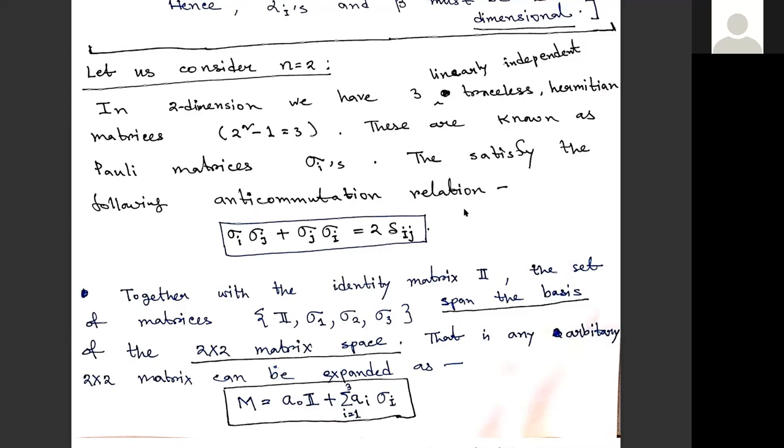Okay, sir. So we need 3 traceless Hermitian matrices for the alphas, but they should also anti-commute. So one best way to do that is actually to take the sigmas themselves, because the sigmas anti-commute with each other.